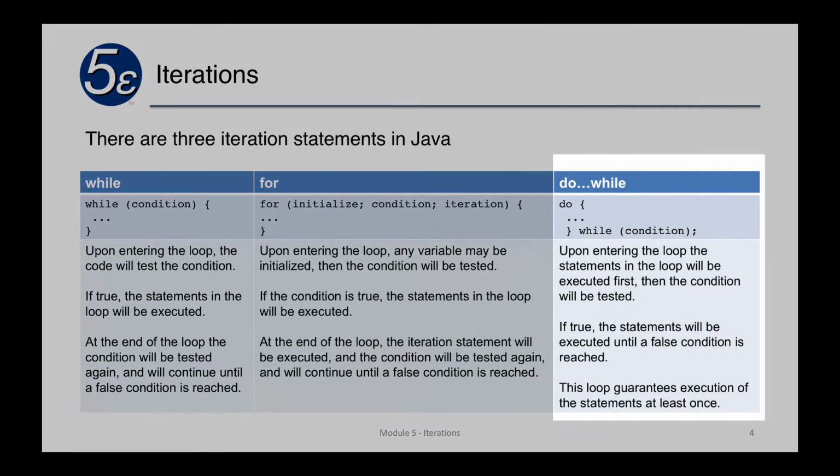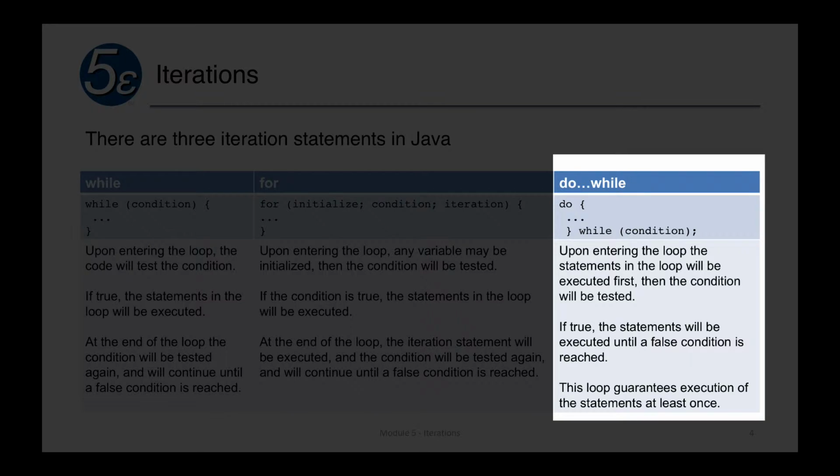The do-while is a little bit different because it guarantees that the loop will be executed at least once. So here we have do, open brace, close brace, with some statements between them. There is nothing testing the condition at this point. It will just go through all of the statements, and then test at the end of the loop: while this condition is true.